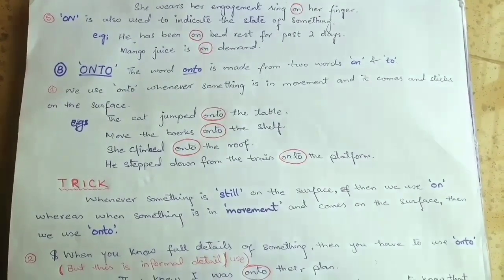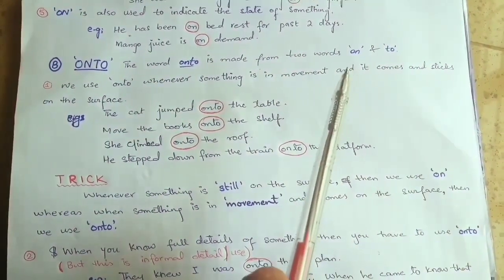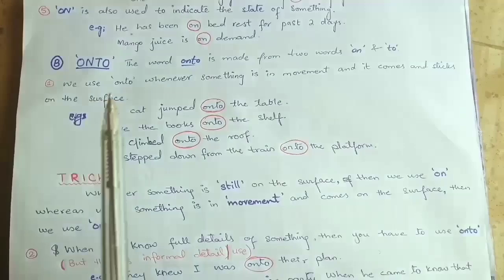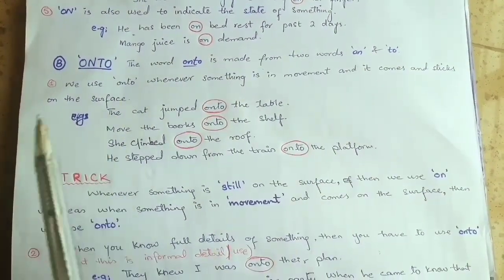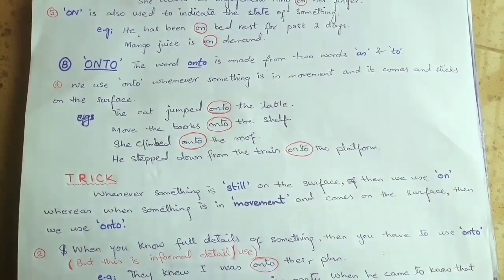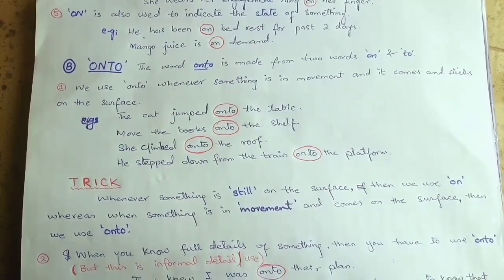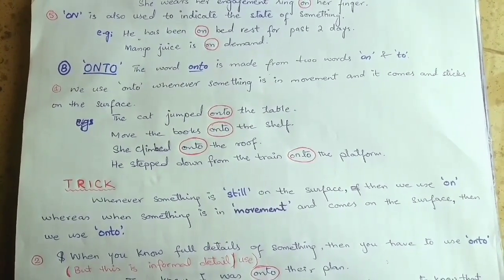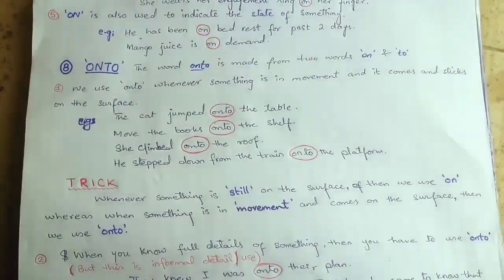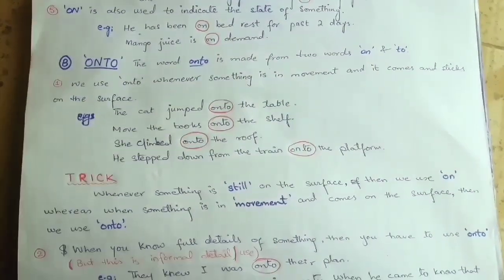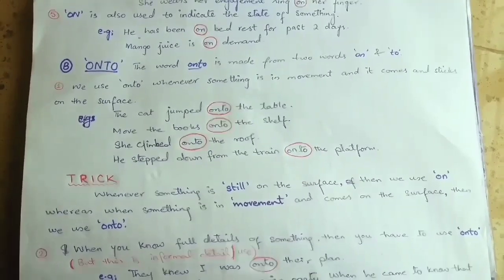Coming towards the second preposition, which is onto. The word onto is made from 2 words, on and to. We use onto whenever something is in movement and it comes and sticks on the surface. For instance, the cat jumped onto the table. Move the books onto the shelf. She climbed onto the roof. He stepped down from the train onto the platform.